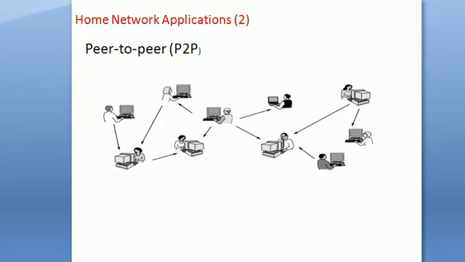Home network applications, peer-to-peer. In this form, individuals who form a loose group can communicate with each other in the group. As shown in the figure, every person can in principle communicate with one or more other people. There is no fixed division between clients and servers.